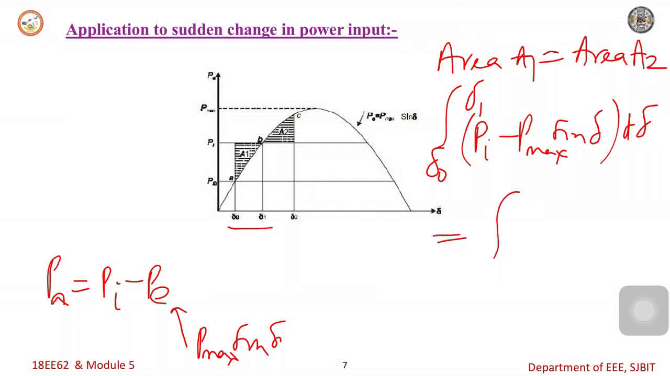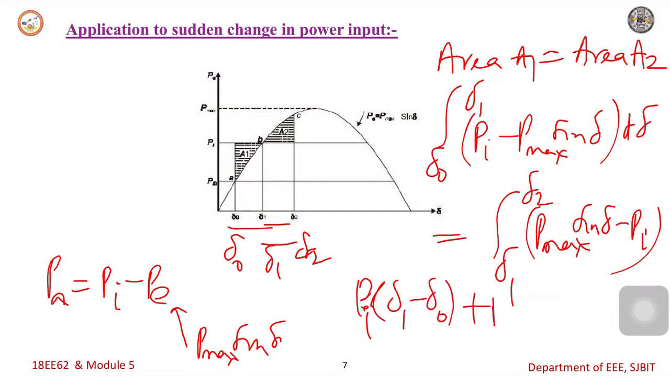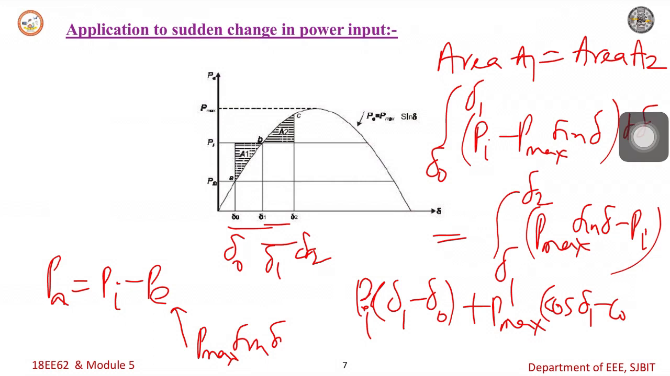Next, area 2 is from delta 1 to delta 2. This is delta naught, this is delta 1, this is delta 2. So for delta 1 to delta 2, it is P max into sin delta minus Pi. With this you can write Pi into delta 1 minus delta naught plus P max into cos delta 1 minus cos delta 2, but Pi is, as I told you, P max into sin delta.